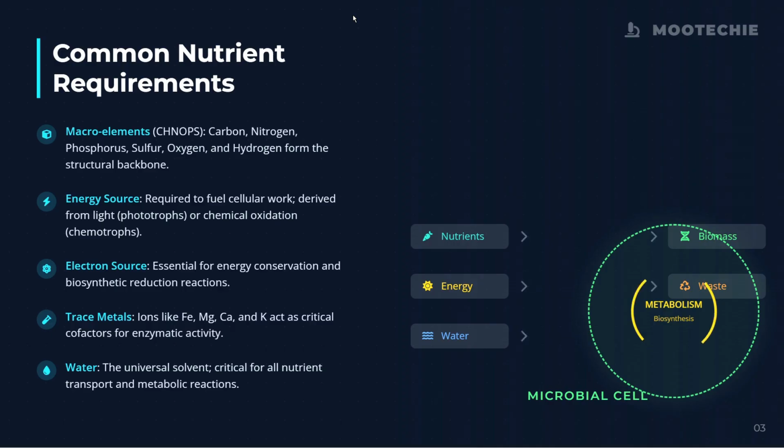The simple diagram here shows the basic inputs and outputs for a microbial cell. Nutrients, including energy and water, go in. Through the processes of metabolism and biosynthesis, these are converted into biomass and waste products are generated.